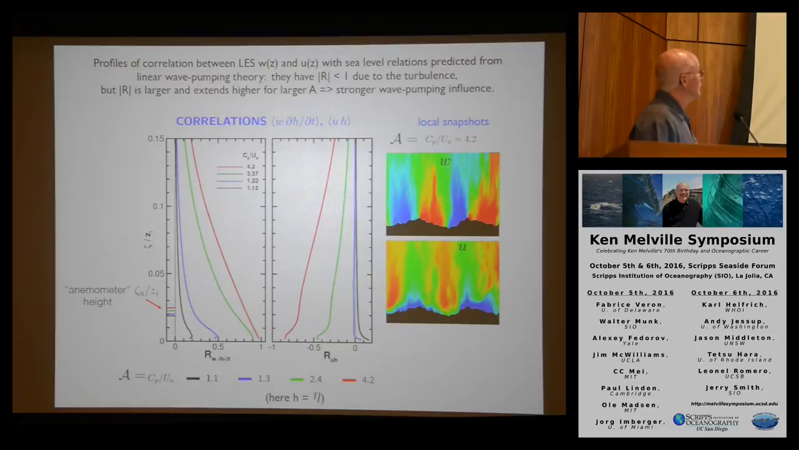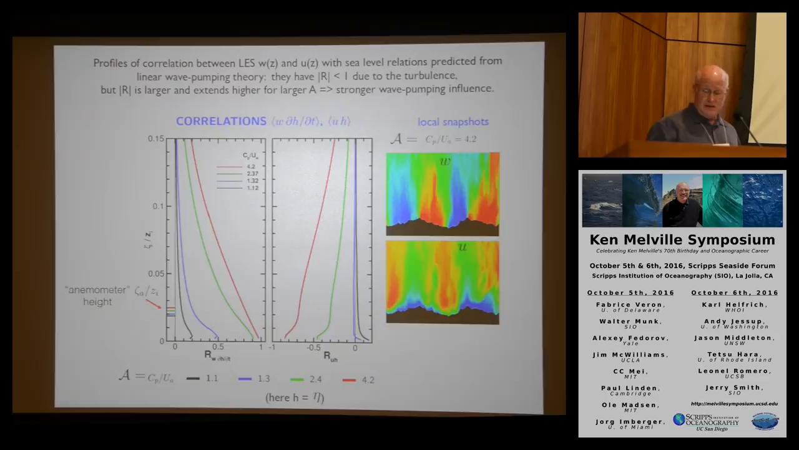You both get a sense of the shape of the specified wave field, this random realization of the spectrum, and the structure of U and W. Relative to that, in particular, the correlation here, as predicted from wind-pumped wave theory, is W and dH/dt, which, by the way, is a statistic I've never seen calculated from observations. I think it should be. And the horizontal velocity with the height. And you can obviously see the relations.